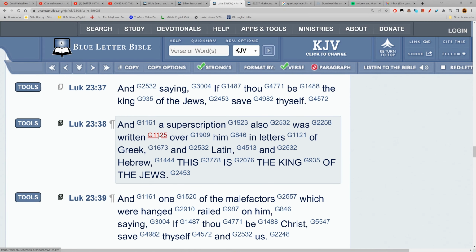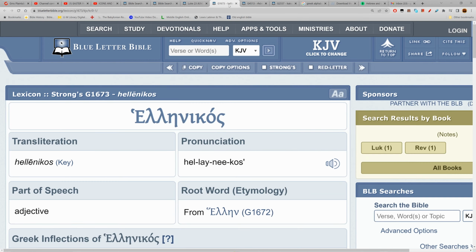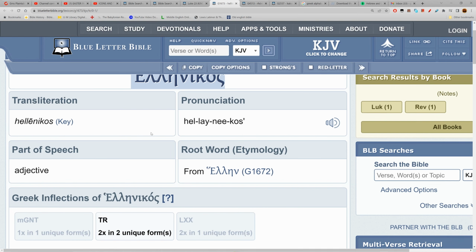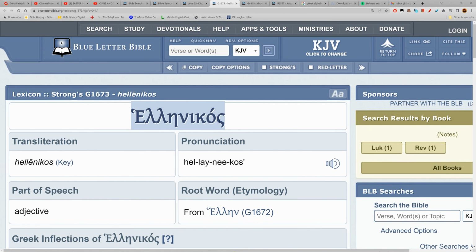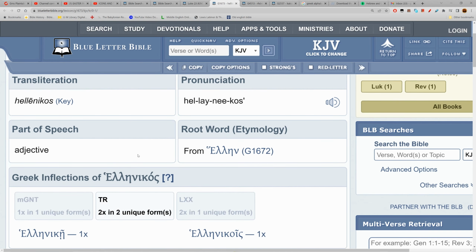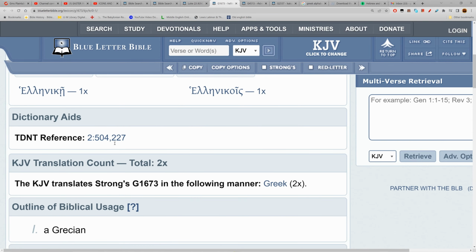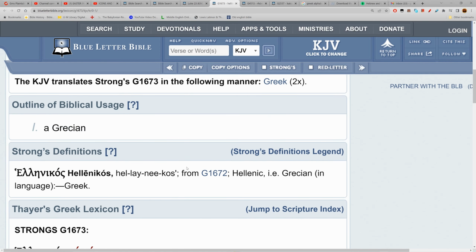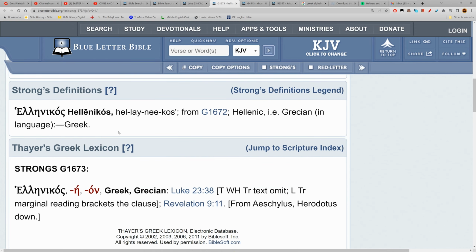So we're going to click on Greek and Latin. For Greek, we've got Hellenikos. That's how you say the Greek language, I believe. Grecian, Greek language, right there. Hellenikos.